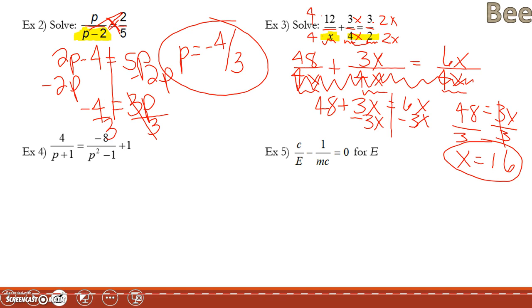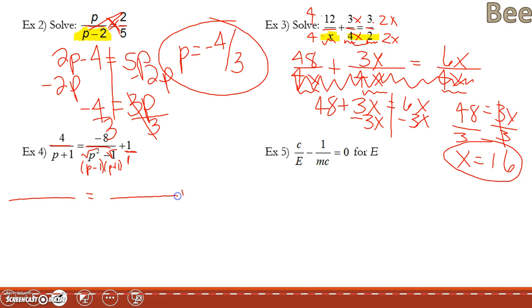For example 4, you only see 2 fractions, but you need to realize that this last one really is a fraction. So that means I cannot cross multiply because I have 3 fractions. So this is the first time I have to factor the bottom. I'm going to factor the bottom of this one right here. It's p squared minus 1. If I did difference of 2 squares by square rooting both of these, I get p minus 1 and p plus 1.